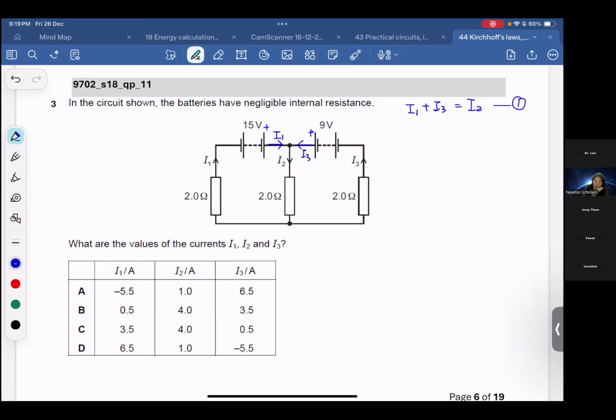Then you go for the second loop. You choose another loop. For me, I can choose this loop. I label this loop 1. Okay, loop 1. So here is 15 volt. Actually, 15 volt will equal I2 times 2 plus I1 times 2. So here, 15 equals 2I2 plus 2I1. So I got the second equation. Then we go to another loop, loop 2.